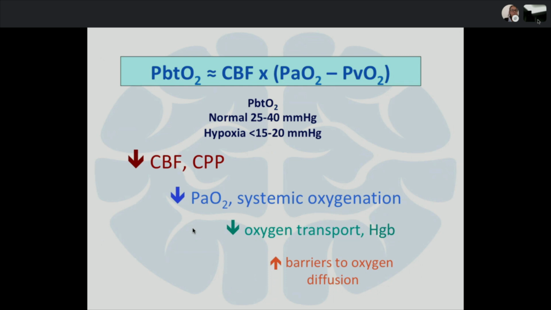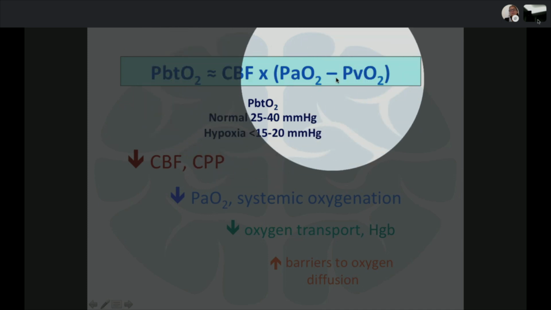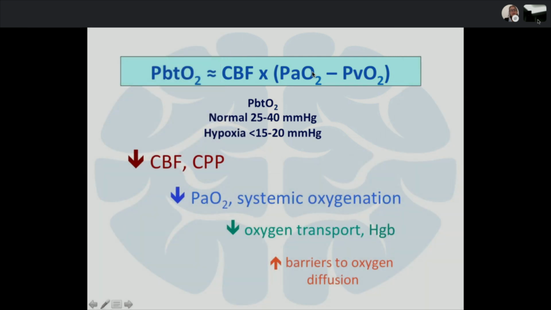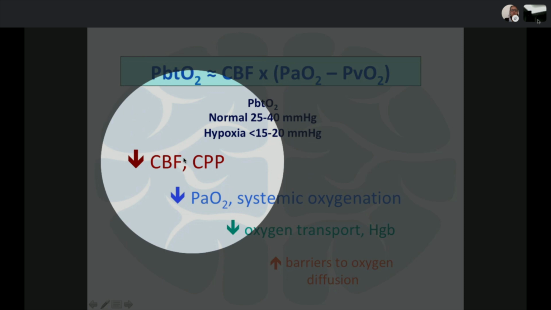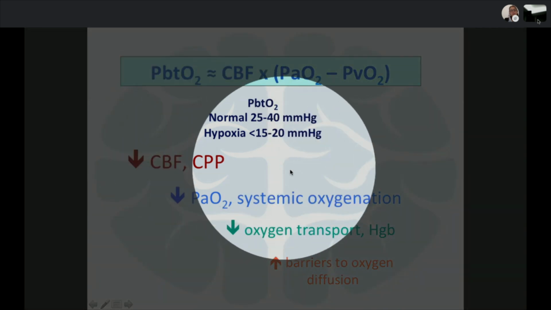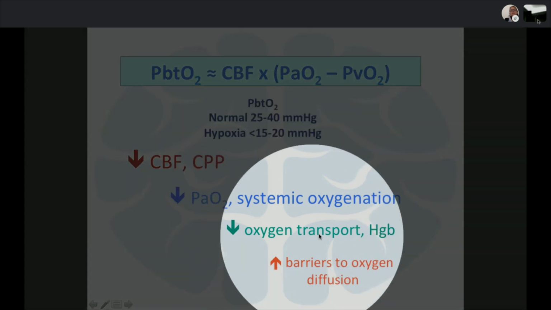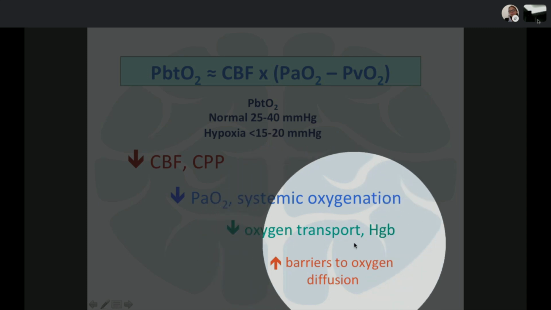So this is a summary. The PbO2 values are obviously directly correlated to the cerebral blood flow and the difference between arterial and venous PO2. And the main components which are actually related to cerebral hypoxia are a reduction of the cerebral blood flow and CPP, a reduction of the PaO2, so of the systemic oxygenation, a reduction of the oxygen transport, so the values of Hb, and an increase of the barriers to the oxygen diffusion.